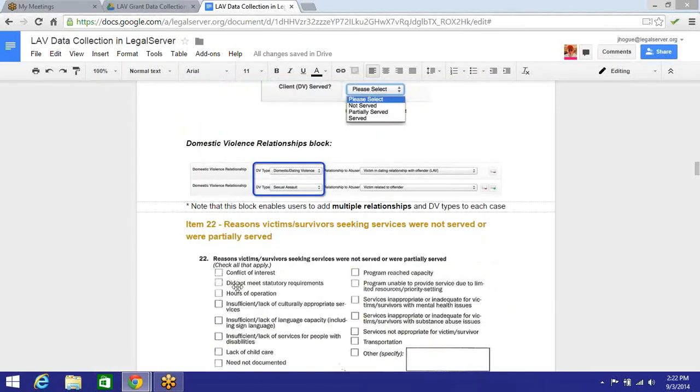I hope that's clear to everybody. So if you were going to do that, you would keep hitting the green plus button if there are multiple kinds of DV, even from the same perpetrator. You could add 3 columns, 3 rows for that person.